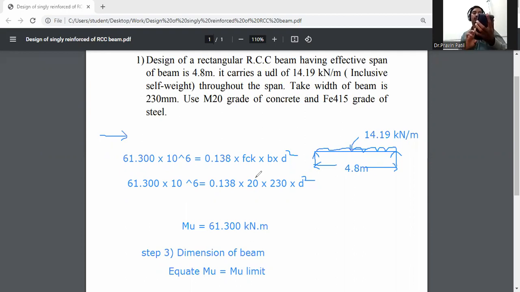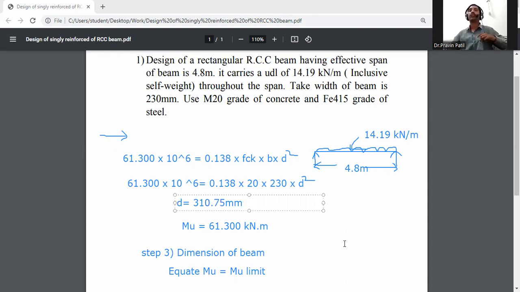You get the effective depth from this formula: d is the square root of 61.3 into 10 raised to 6 divided by 0.138 into fck, which is 20, into 230. So d is equal to 310.75 mm. Note this value, d equal to 310.75 mm. We will get the effective depth from this.